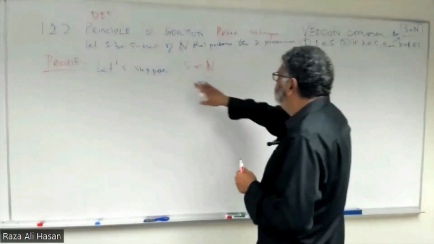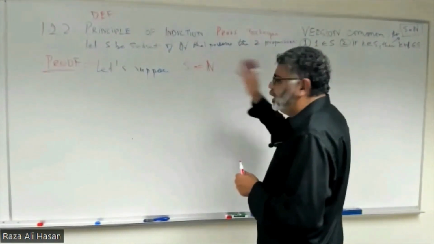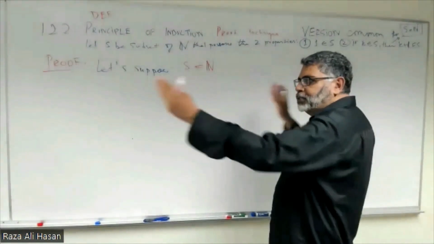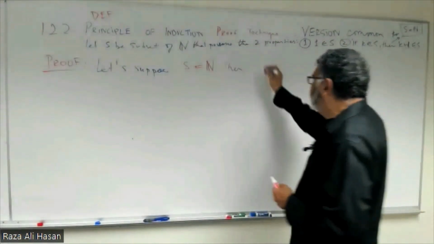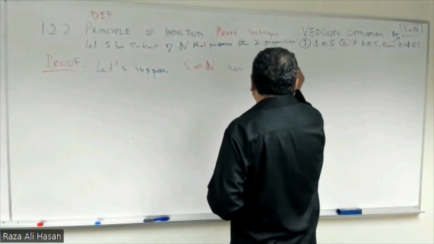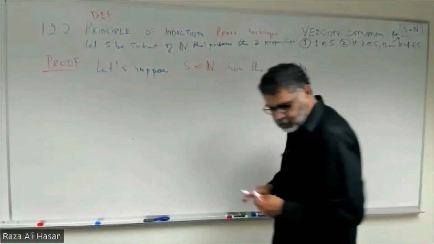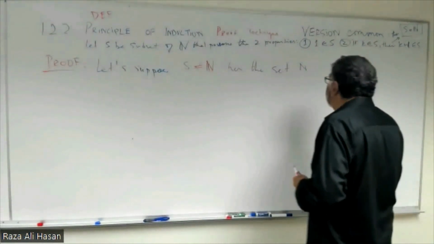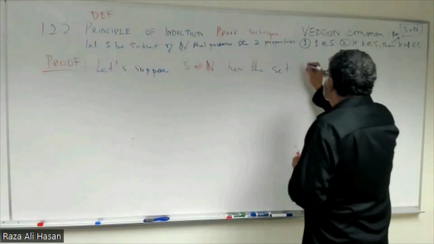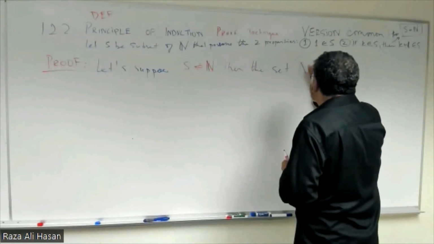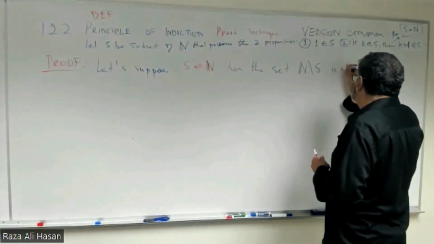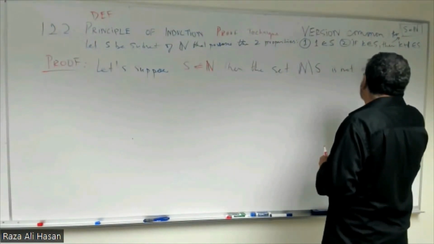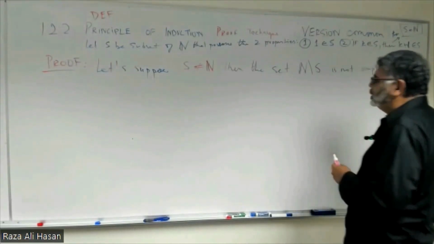Then let's suppose that S is not equal to N. So imagine in your head you've got the S. It's not the whole line like it ended up previously. Then the set N is not empty. Okay, so that's fancy stuff there.